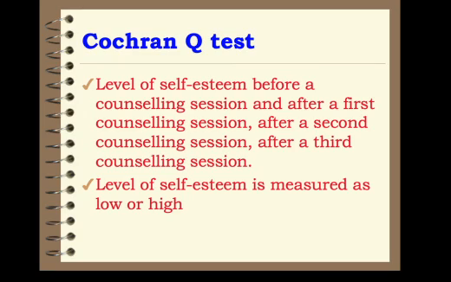Then we do another counseling session. After the second counseling session, we measure again the level of self-esteem, and then we do a third counseling session, and after the third counseling session, we measure again the level of self-esteem. So you will note that we have many measurements, not just 2, but more than 2 measurements for the level of self-esteem, and so the statistical test to use is a Cochran Q test.